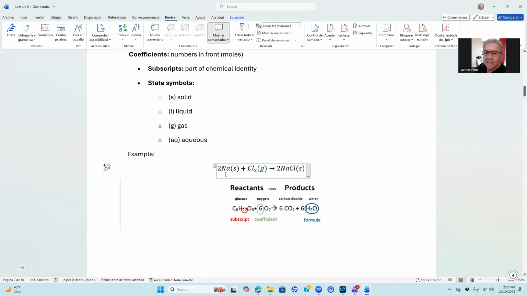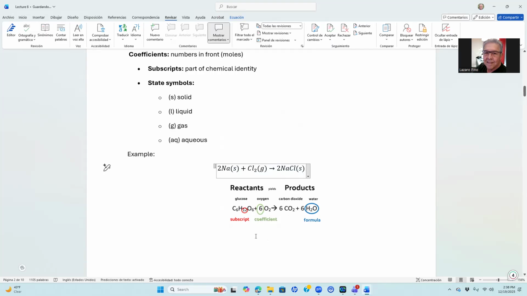Okay, sorry. 2 sodium, solid, plus a molecule of chlorine that is made of 2 atoms of chlorine in the gas state, produces or yields sodium chloride. Then here you have the reactants and here you have the products, and the arrow means yields.